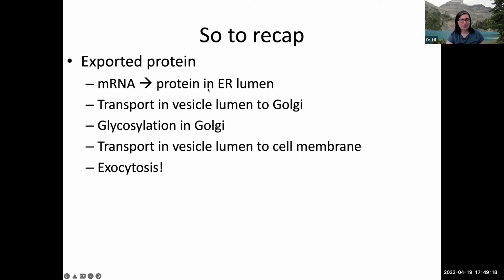It's then packaged up into a vesicle and sent to the Golgi. In the Golgi, it is decorated with sugar. This is the process of glycosylation. And then packaged up into yet another vesicle that is sent to the cell membrane, where exocytosis releases the contents of the vesicle.